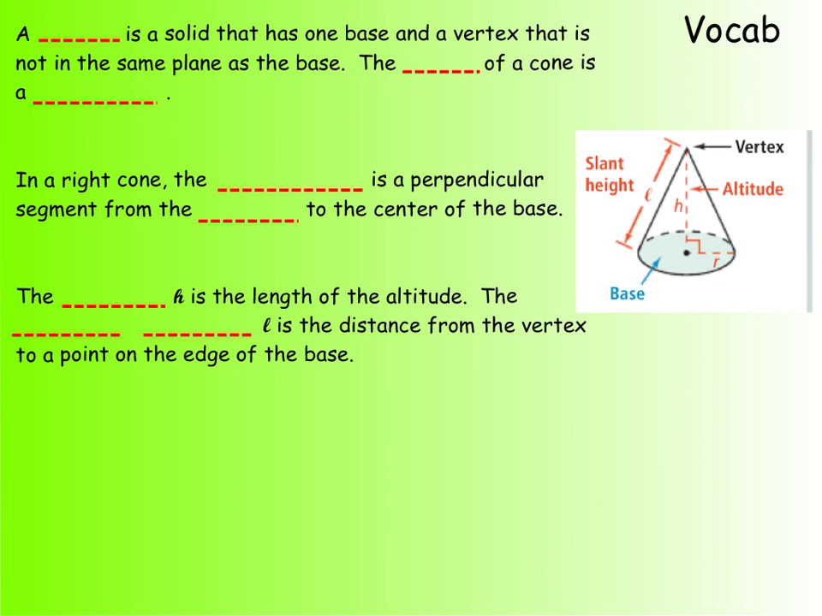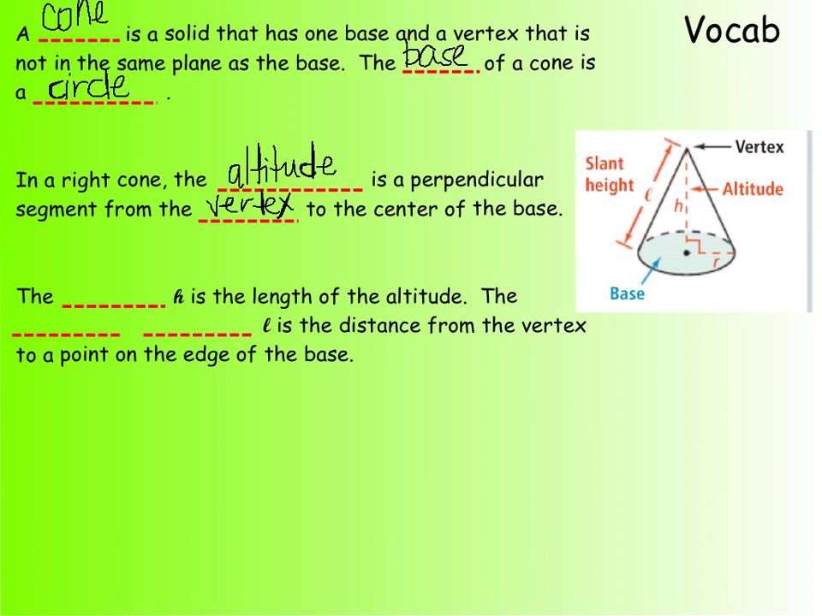Now let's talk about cones. So a cone is a solid that has one base and a vertex that is not in the same plane as the base. Now the base of a cone is a circle. Now in a right cone, the altitude is a perpendicular segment from the vertex to the center of the base.